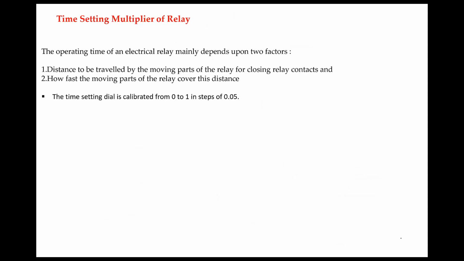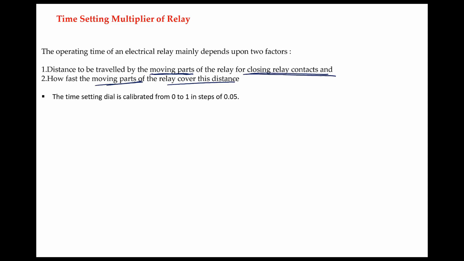The last overcurrent relay parameter is time multiplier setting. So we can even adjust the operating time. Because operating time mainly depends upon what? The distance between the moving contact and the fixed contact. So it depends upon this, and how fast the moving contacts are moving towards the fixed contact.